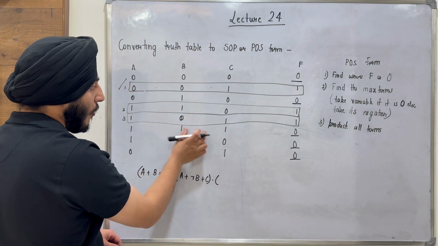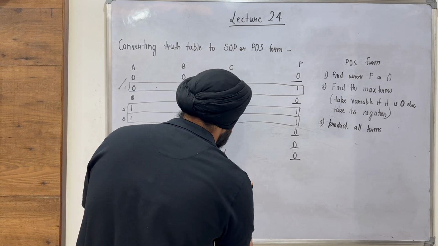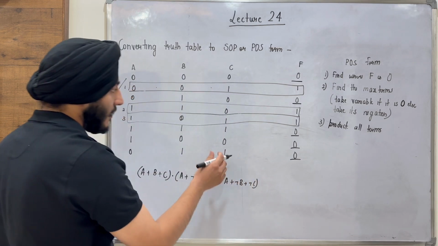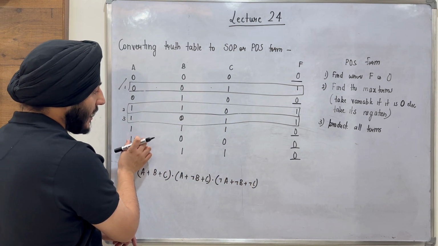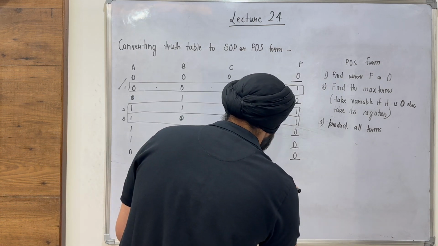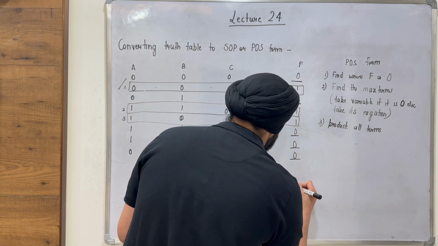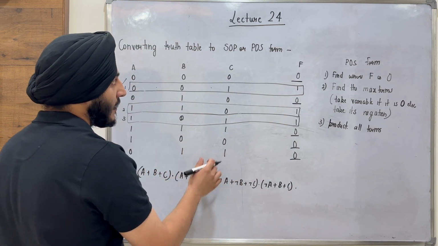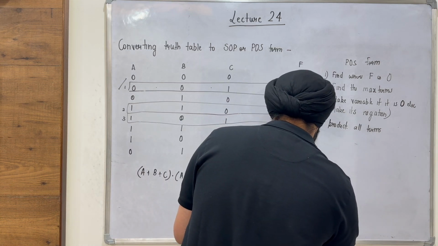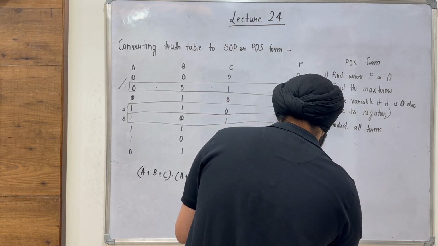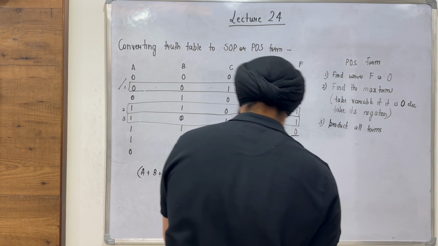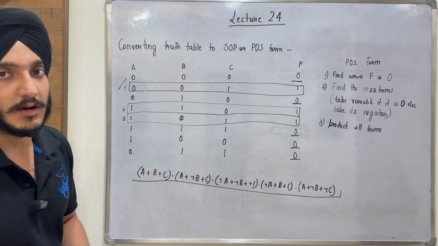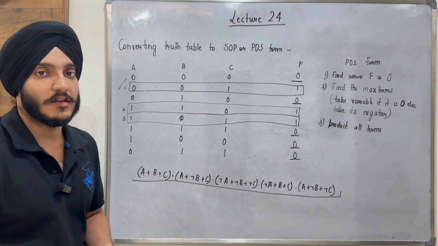Third, they're all 1, so I have to take the negation of each and every one, right? Fourth, A is 1, so I have to take the negation of it. And finally, I have A 0 and B and C are 1, so I have to take negation of them. And this over here would be my final product of sums form for this truth table in this case, right?